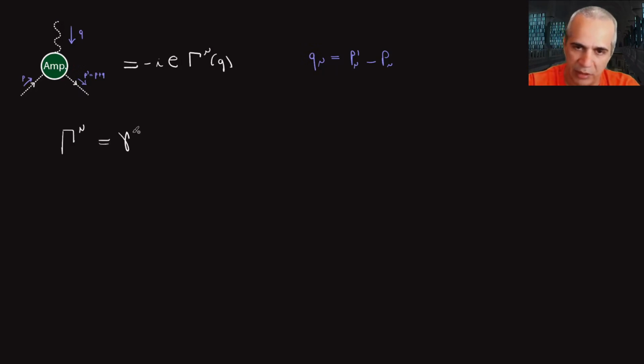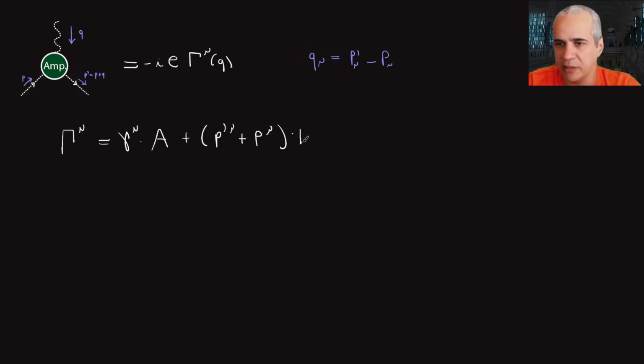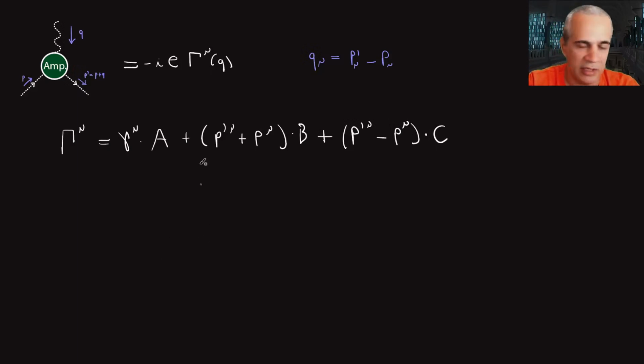It could be proportional to a Dirac matrix gamma mu times some function, which is a scalar function. There's no Lorentz index in it. It could have a combination of P prime mu and P mu, which is orthogonal to this one. And of course, it could also depend on this particular combination, which is Q mu. But for now, I'll just write it like this, P prime minus P mu, times again some scalar function with no Lorentz indexes.